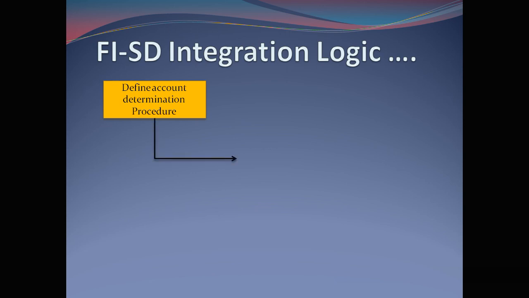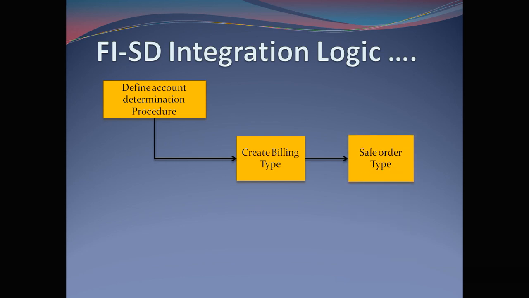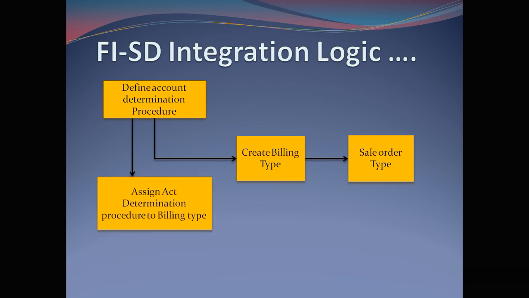Now next step, before we go further, we need to create the billing type, and then we create the sale order type. We assign this billing type in the sale order type. So we establish the linkage this way. Then we go back to the account determination procedure, and this account determination procedure we assign in the billing type. And then the last step is that we assign GL accounts with all these combinations. These are all the configuration steps in the sequence.